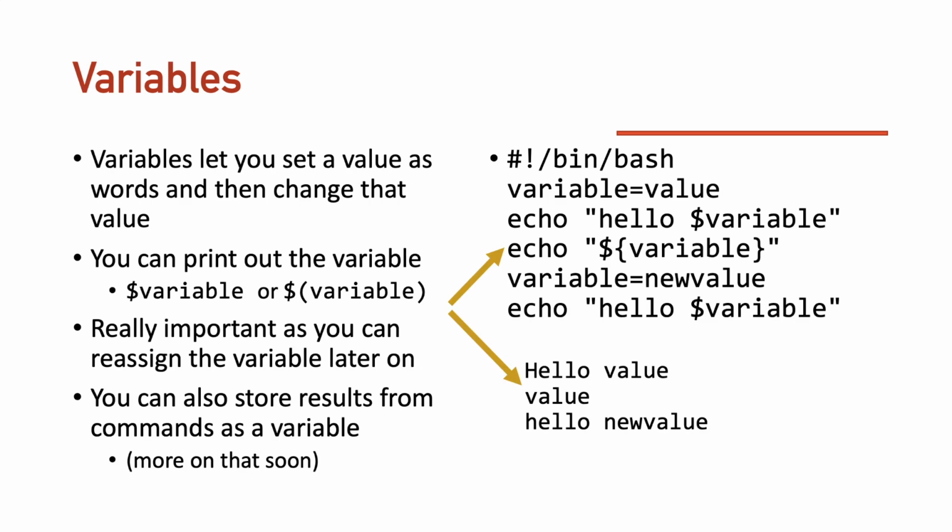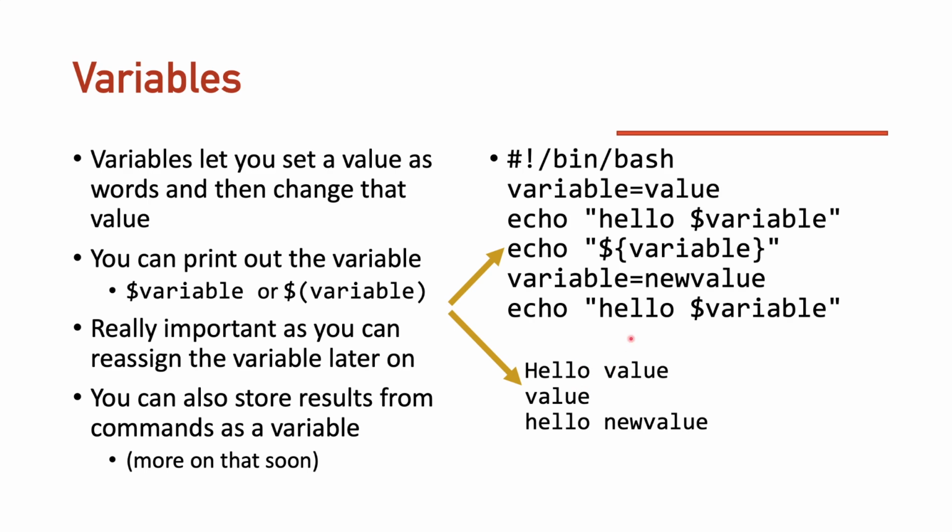So the next thing to look at is variables. Variables let you set a value as words and then change the value. If we look at the example here, we assign our variable the value of value in a string. We can echo it, so hello, and then a dollar sign and the variable. This will echo our value, and the next line will echo it out again. Then later on we can change it, so the variable becomes new value, and we can echo it out the same way we did before. So you can see here that we've got value, then new value.